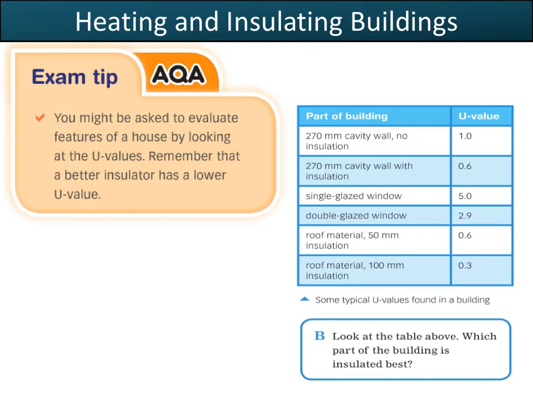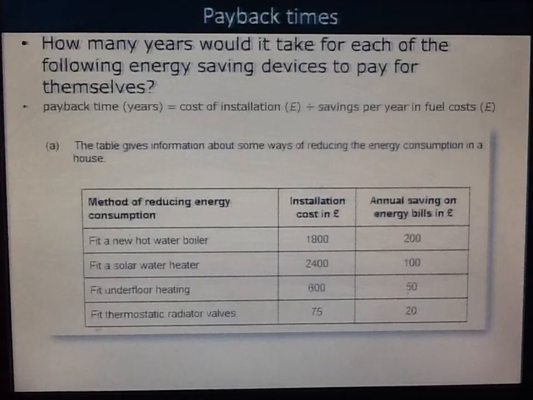So if you were going to choose one of the materials on this side and look at which one would be best to purchase as a way of reducing heat loss from the home, the thing that you want to be looking at is the one with the lowest U value, because that's the best insulator, and it's clearly the best one is 0.3 in terms of U value. So the roof material, 100mm insulation, would be the best of those to buy.